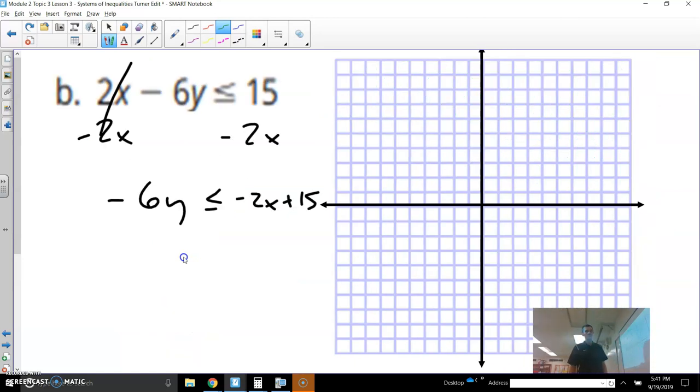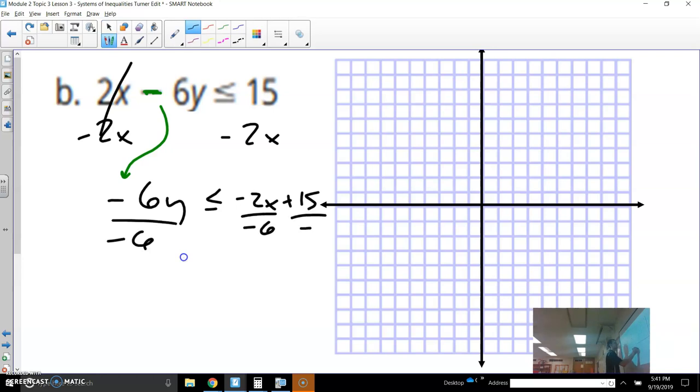Let's look at B. Same first step, subtracting 2x to the other side. And so often students miss the fact that there was a minus in front of that 6y or whatever that number is. And that really throws us off of the next part. So I want to divide everything by negative 6, and that is going to make my sign change directions. It's a very special rule with inequalities. Dividing by a negative, flip the sign.